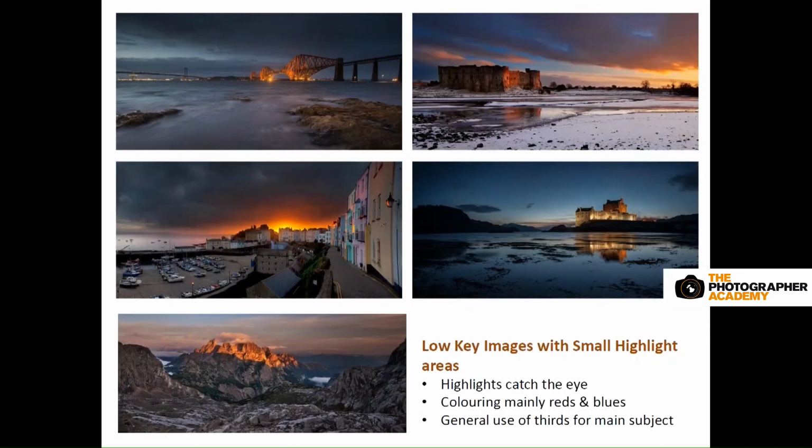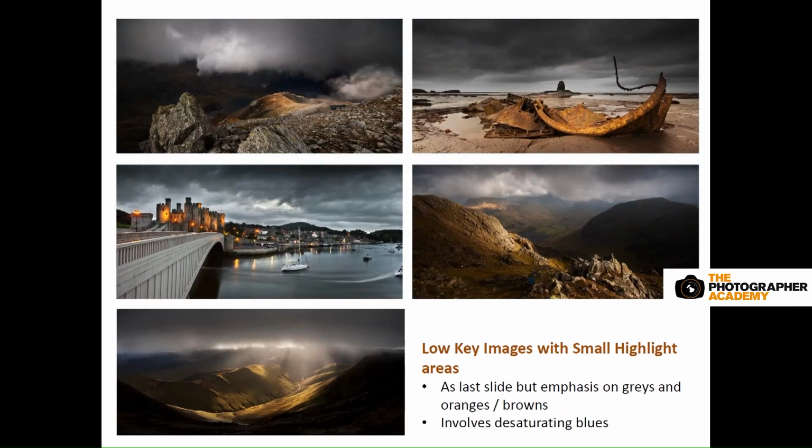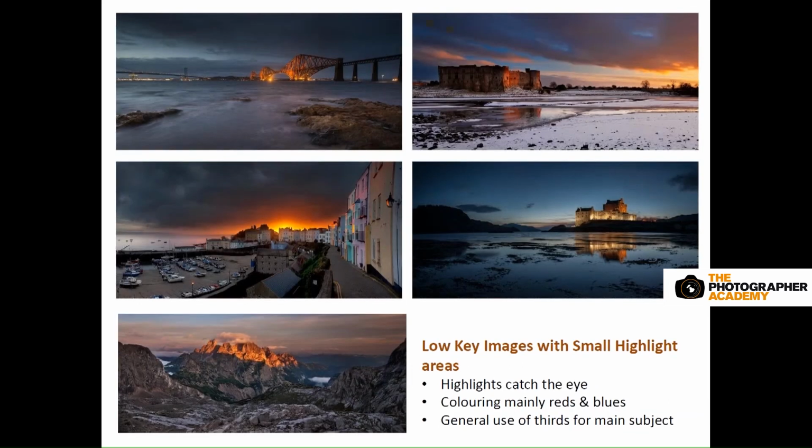Dark pictures with small low-key, high-key areas, beg your pardon. With these, generally very dark, often taken at dusk or dawn, either artificial light or natural light, just to pick out part of the image, draws the eye straight to it. The other thing that pulls these images together is the colouring, reds and blues. Similar style of images can also be achieved by using browns and greys. So the image style on these is very similar to those, but the colouring is different.